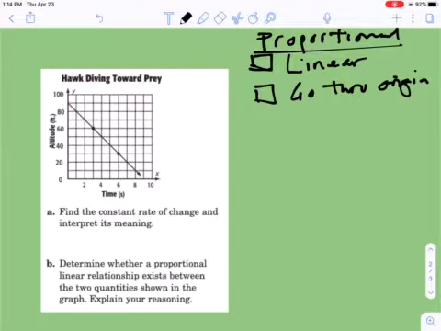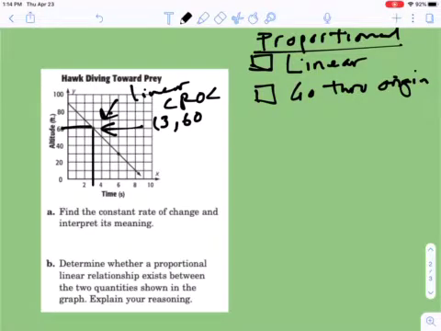All right, so in this problem they're asking us to do a couple things. The first thing is to find the constant rate of change and interpret its meaning. Well, I know this is going to have a constant rate of change because it's linear. If it's linear, it has to have a constant rate of change. All you have to do is find 2 points. So let's take that point. It looks like it goes up to 3 and then 60.